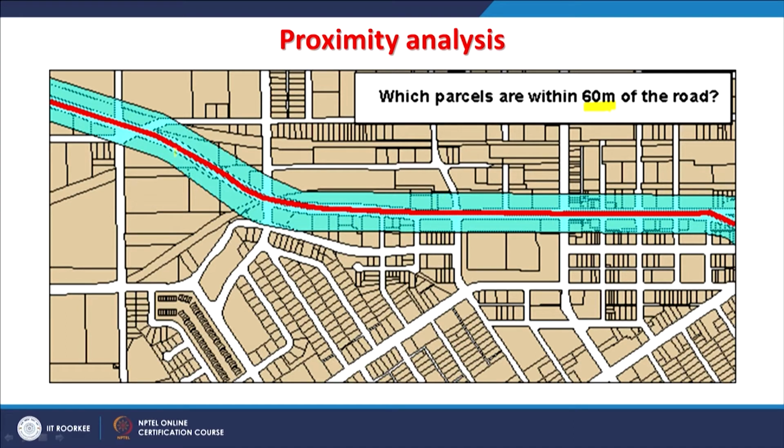Immediately, if you have a layer showing the revenue records or the plots of individual houses, and if you overlay this buffer, then immediately you would know whose houses or whose plot would be taken by this widening of the road.